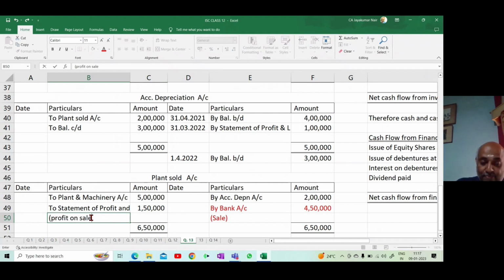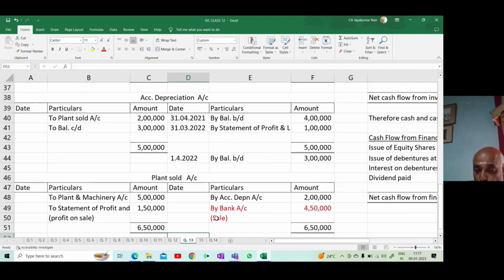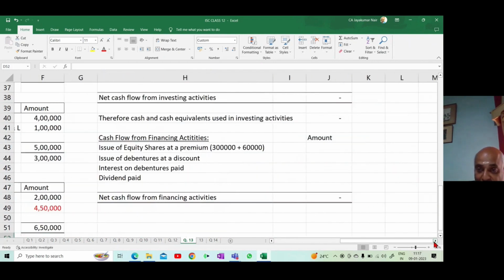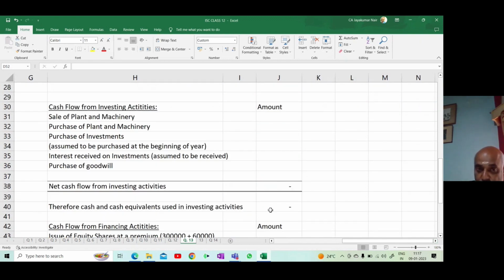Profit on sale. Sale of plant. So the plant account is completed. Now we can calculate the cash flow from investing activities and financing activities. Remember, when you're preparing a cash flow statement, first is operating activities, then investing activities, and then financing activities. Operating activities they have not asked you to calculate, therefore we are not going to calculate that. We are going to calculate the cash flow from investing activities.